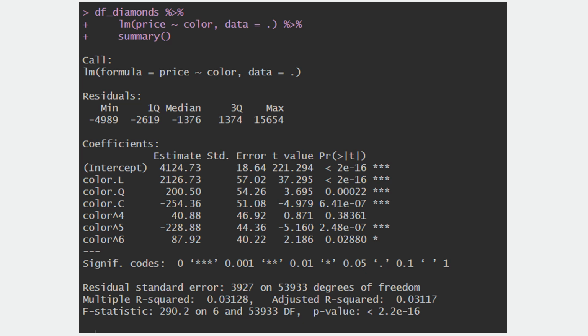Okay, here we have pretty much the same process as our last model, but we are instead saying, hey R, show me how price is explained by color. Our p-value is less than 2.2 e to the negative 16. Remember that a small number here means we can be confident that a relationship does exist between price and color, and this is indeed a very small number.